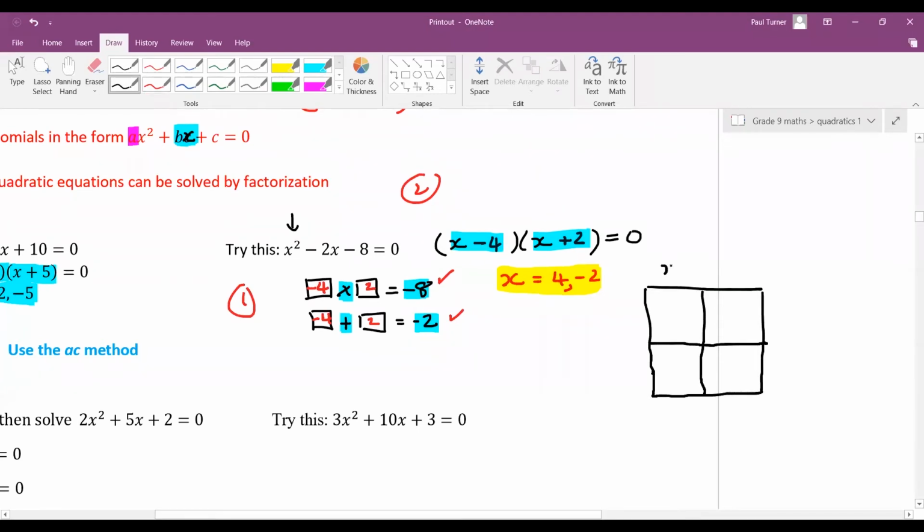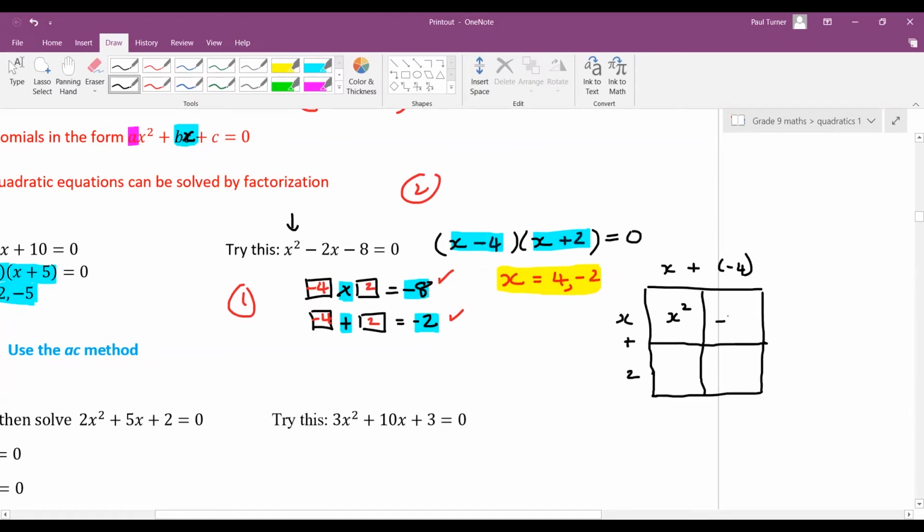So x plus -4, that's x -4, because plus negative is negative. And then x +2 would be x plus 2, and 2 is positive. So now think about area when you have a box like this. So the area of this box would be x times x, which is x squared.